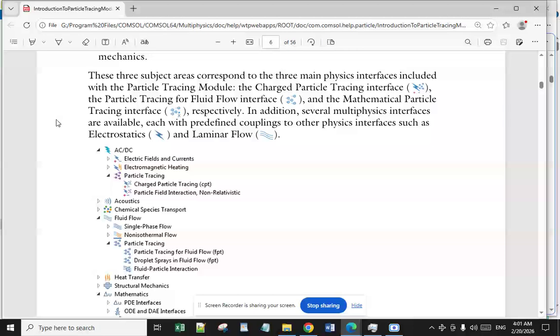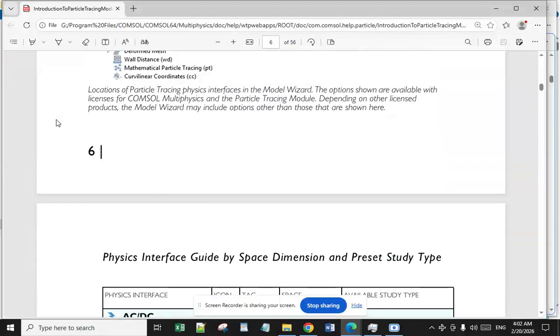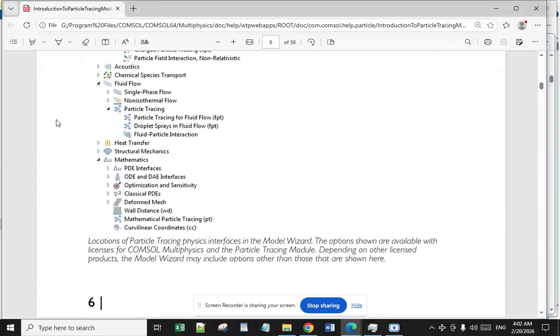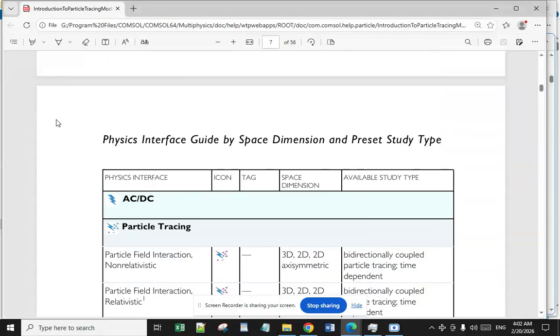In addition, several multiphysics interfaces are available, each with defined couplings to other physics interfaces such as electrostatics and laminar flow. You see in this picture the locations of the particle tracing physics interfaces in the Model Wizard. The options shown are available with licenses for COMSOL Multiphysics and the Particle Tracing Module, depending on other licensed products. The Model Wizard may include options other than those that are shown here.